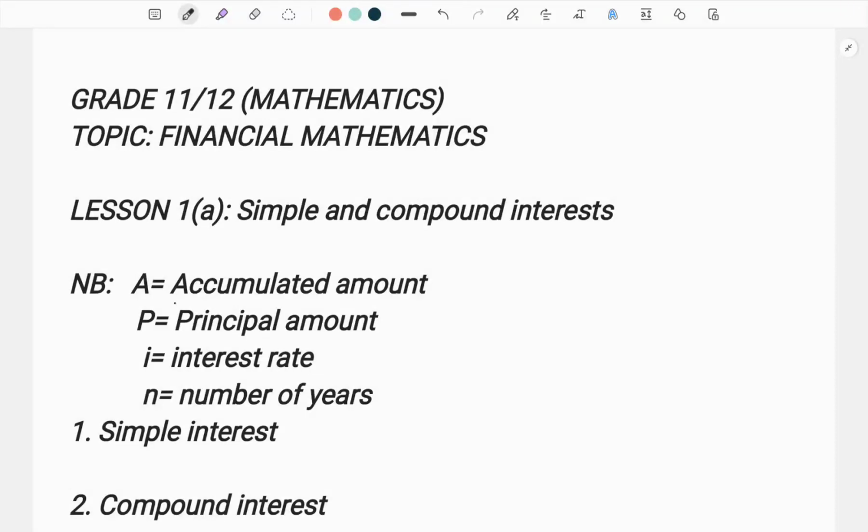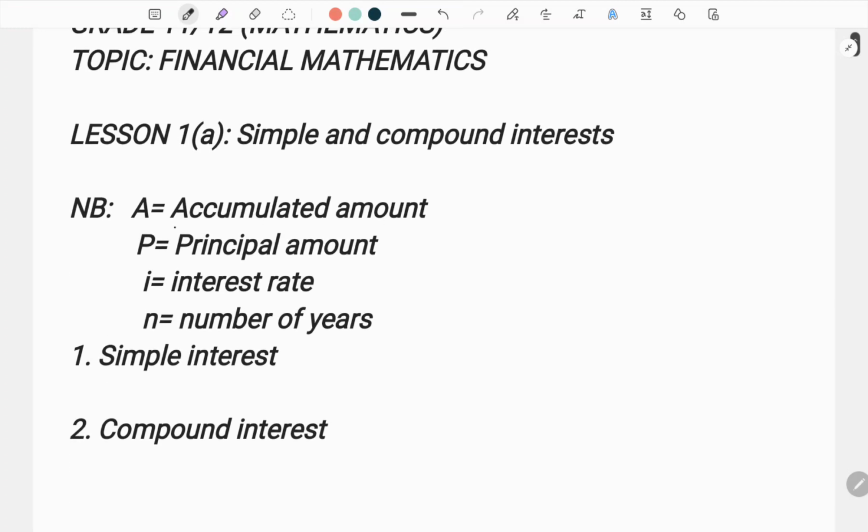Grade 11 or grade 12, we'll be doing a topic known as financial mathematics, lesson number 1, for which we'll be focusing on simple and compound interest. I've given you that A stands for the accumulated amount, P stands for the principal amount, I for the interest rate, and N for the number of years. So the formula for simple interest is A equals P(1 plus I multiplied by N).